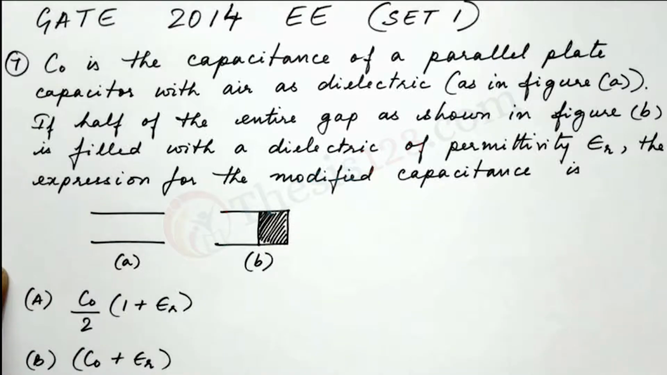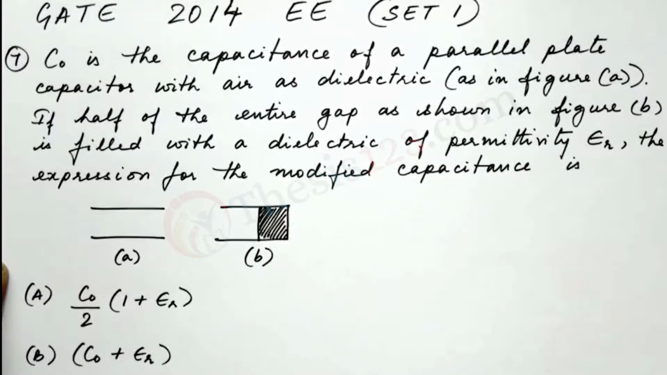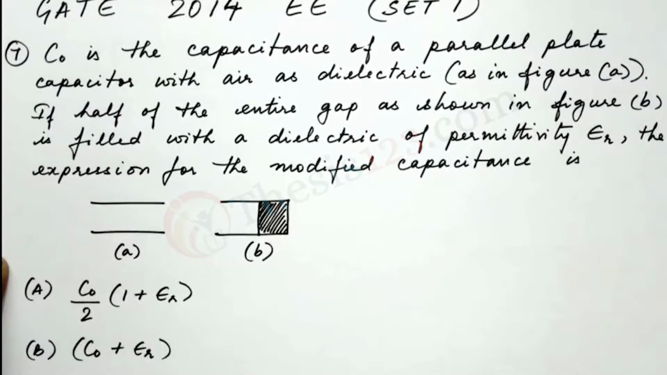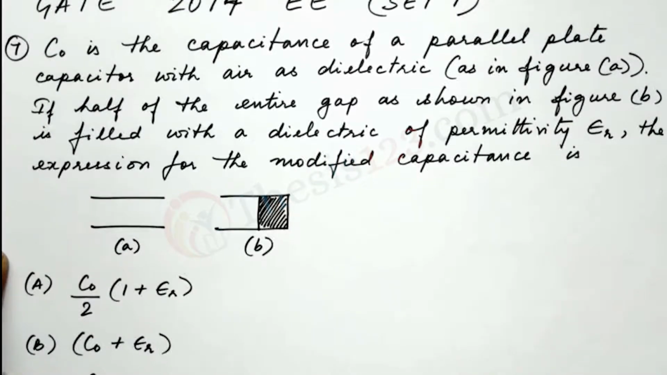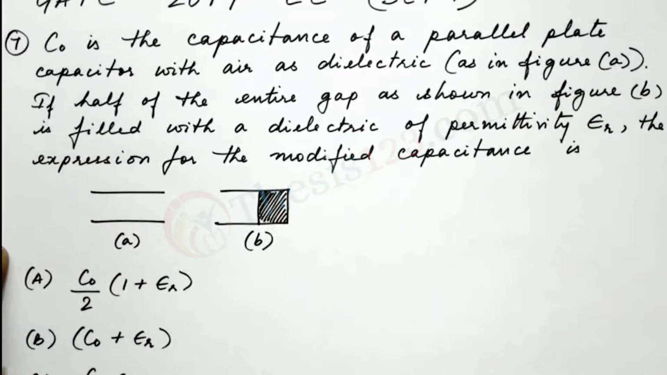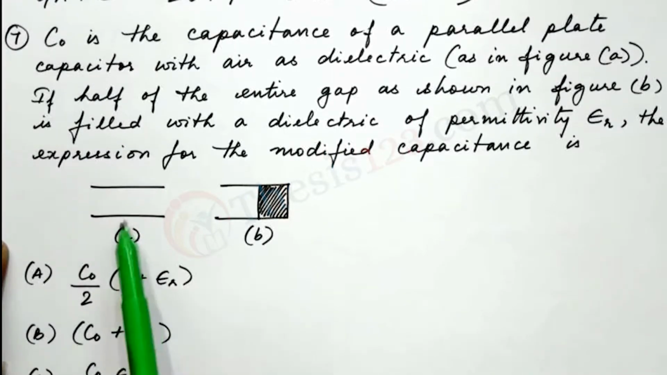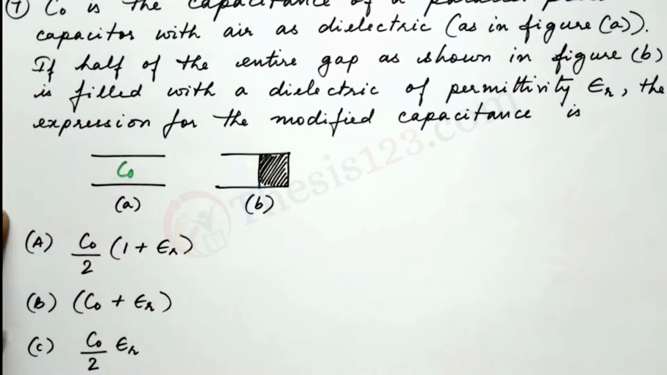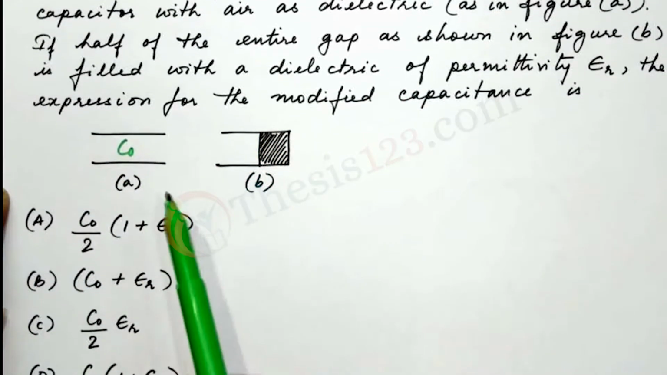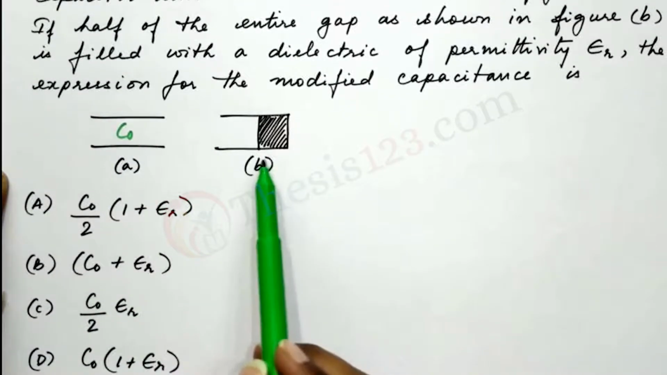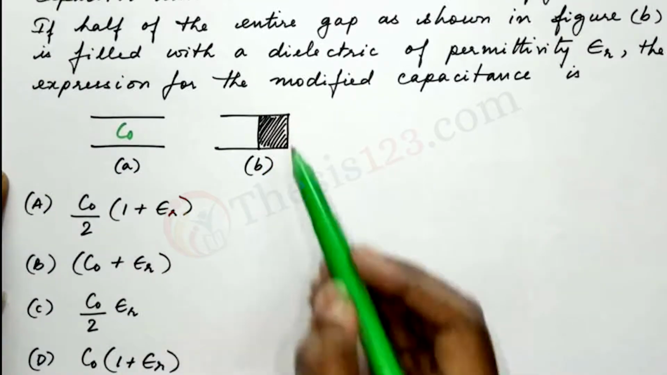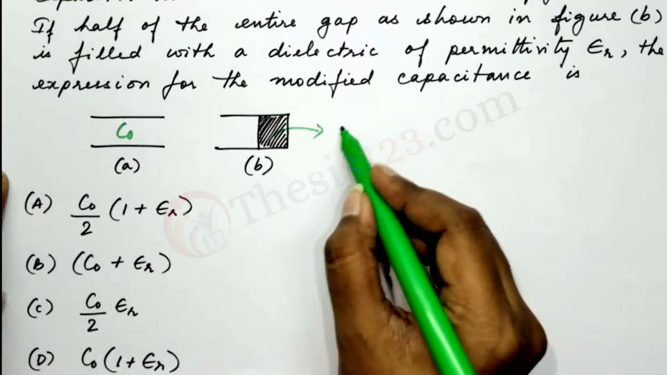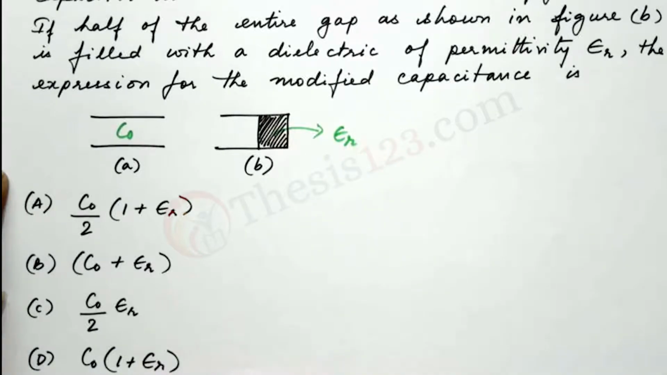Next question, number 7. The question reads, C0 is the capacitance of a parallel plate capacitor with air as dielectric, as in figure A. If half of the entire gap, as shown in figure B, is filled with the dielectric of permittivity epsilon r, the expression for the modified capacitance is, so we have our 4 options given to us.